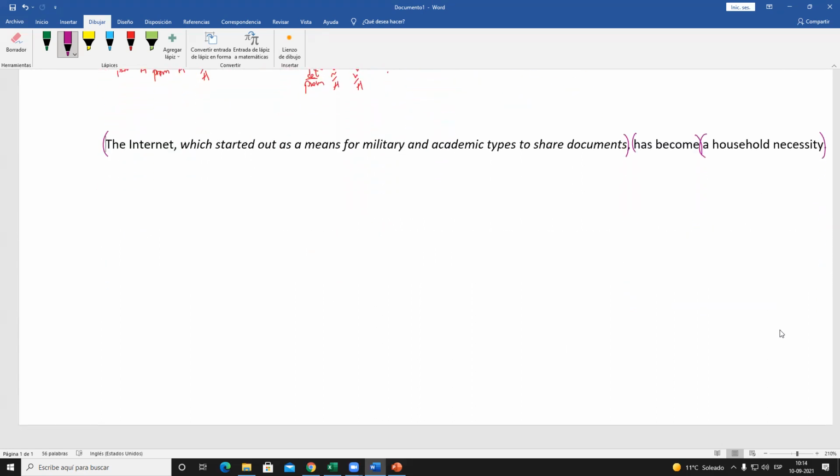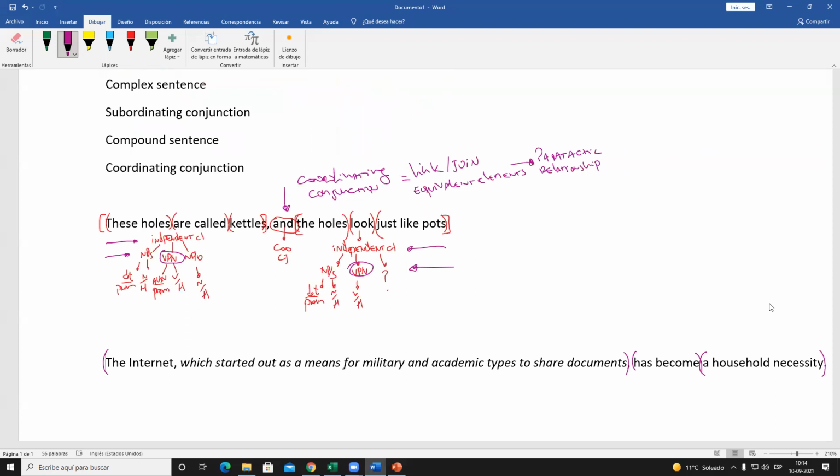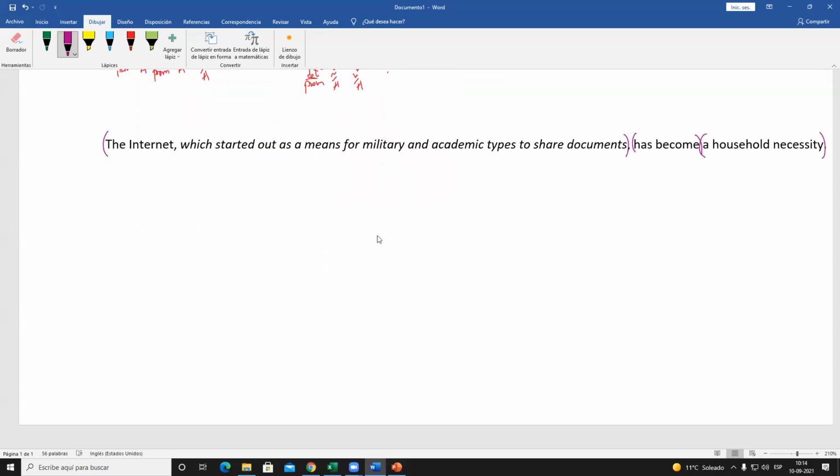So I'm going to provide the very same analysis on top of it, just because it is a matter of arrangement. If you do it in the previous form, no problem. If you do it in this form, no problem. So I would say that the internet, which started out as a means for military and academic types to share documents, has become a household necessity. This whole stuff is the noun phrase subject. Has become is the verb phrase verb. And a household necessity is another noun phrase, but in this case, the receiver of the action, therefore an object.